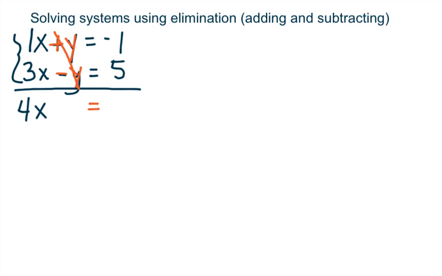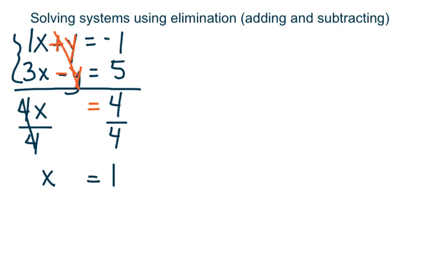We have the equal sign, and then we have -1 plus 5, and that equals 4. So what I have done is I have added the two equations together and eliminated the y in the process. Now I only have one variable, so I can get the x by itself by dividing both sides by 4. And 4 divided by 4 is 1, so I'm left with 1x, which is what I wanted. And on the other side, 4 divided by 4 is 1. So we get x equals 1.